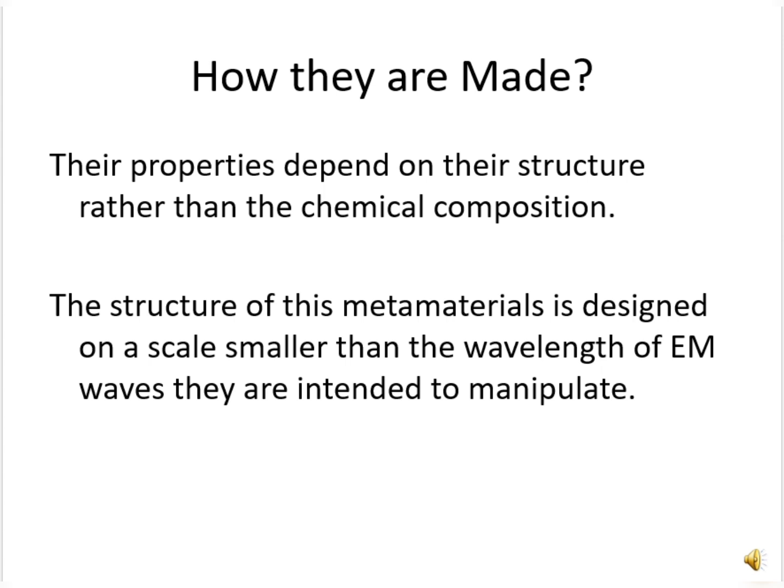Electromagnetic metamaterials achieve their unique properties through their structure rather than their composition. The structure of these materials is designed on a scale smaller than the wavelength of the electromagnetic waves they are intended to manipulate. This allows them to bend, absorb, or redirect waves in a controlled way. Because of these structures, they can manipulate waves.